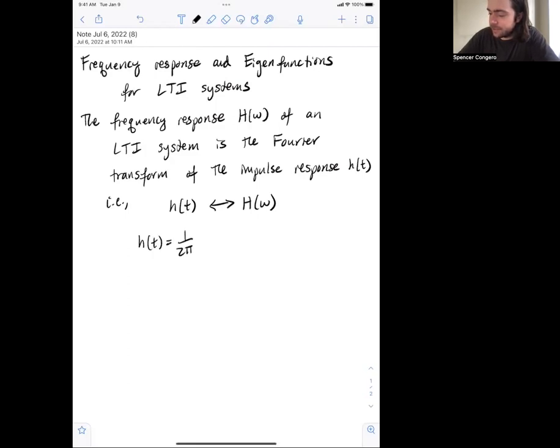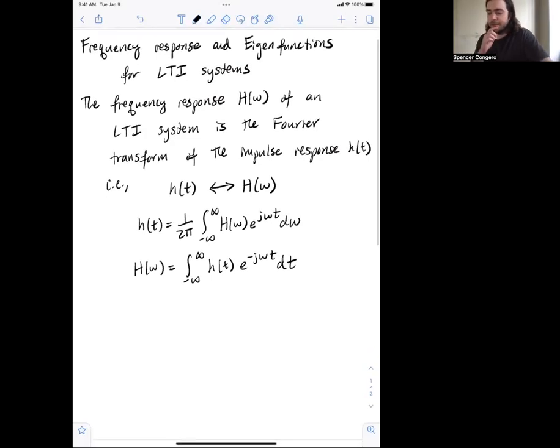Okay, so we have our inverse Fourier transform formula. So h of t is the inverse Fourier transform of H of omega, the frequency response. And the frequency response, H of omega, is the Fourier transform of the impulse response. Oh, sorry, this is d omega, dt. Okay, so this is actually what the frequency response is: it's the Fourier transform of the impulse response.